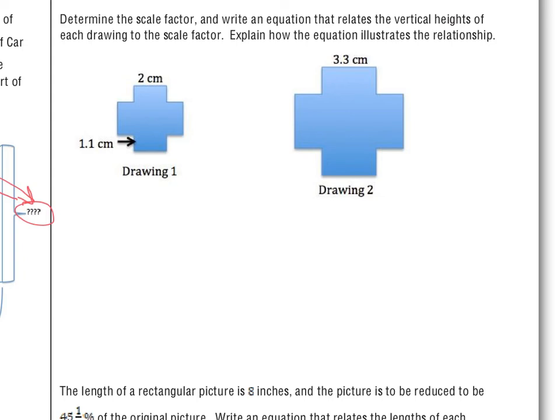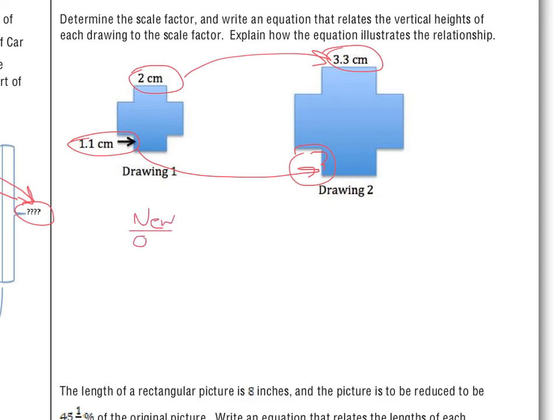So again, looking at this one, we are going to determine the scale factor. We'll go ahead and go from drawing 1 to drawing 2. So that's going to help us determine our scale factor. And if we're looking at the vertical height here, we're going to look here. This would be our question mark of what we're trying to figure out. So finding the scale factor first, new divided by old. Our new is 3.3 divided by our old, which is 2. It's going to give me 1.65.